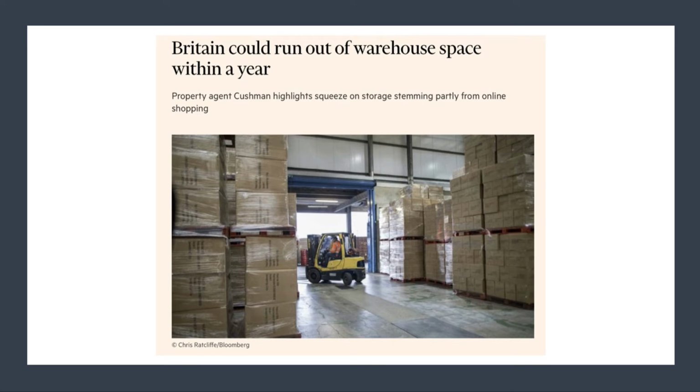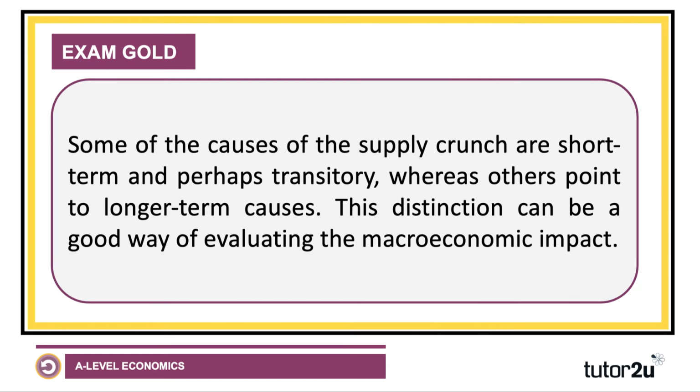And here's another aspect of the supply crunch which might be important in the weeks and months ahead. Available warehouse space in the UK has now fallen below 50 million square feet. It's the lowest level since well before the global financial crisis 10-12 years ago. So here's another aspect of the supply crisis which could well gather momentum in the weeks and months ahead. Some of these causes are short-term, some of them are in a sense temporary, but others could be longer term. And I think this distinction between short-term and long-term causes is a really good way of evaluating the macro effect of the supply crunch.